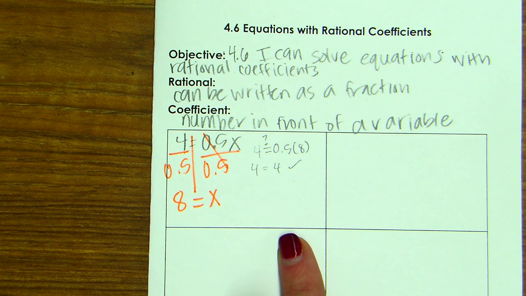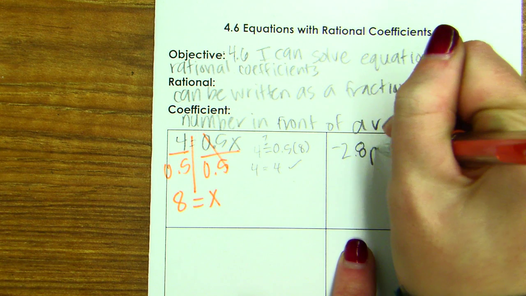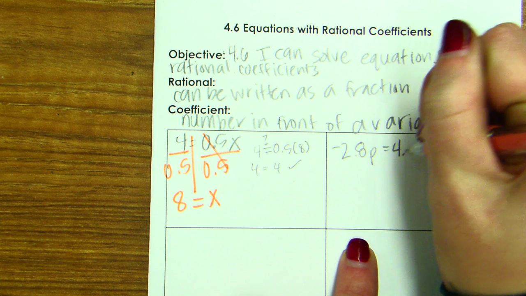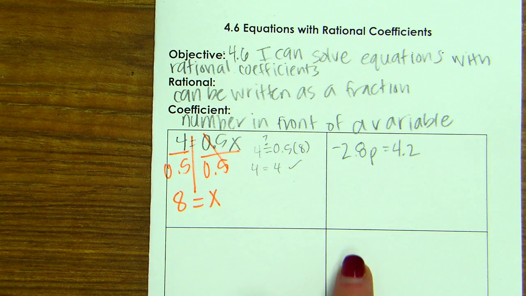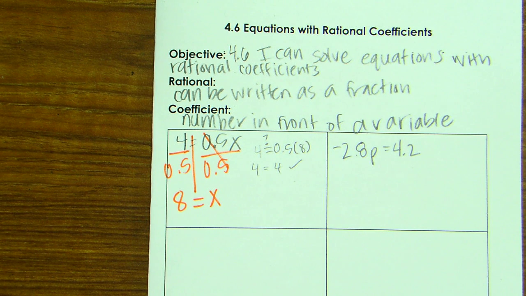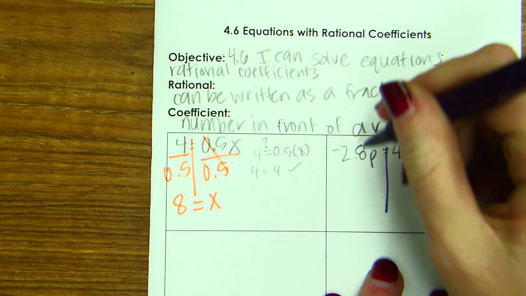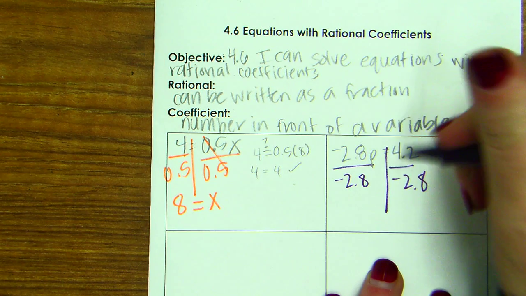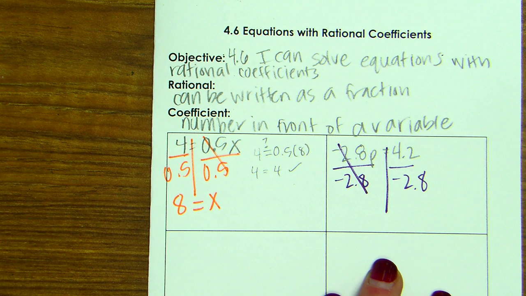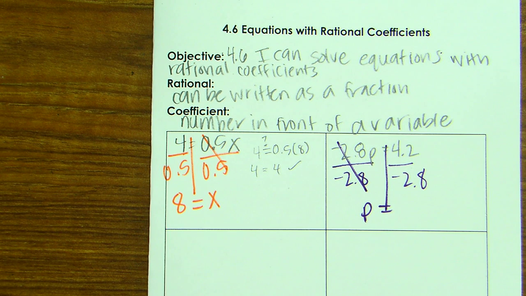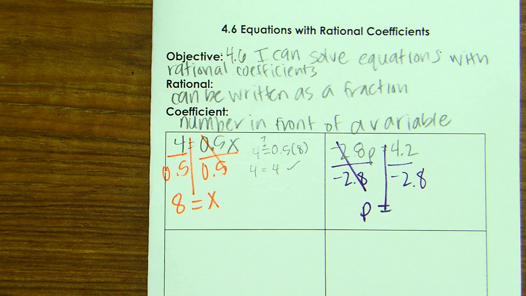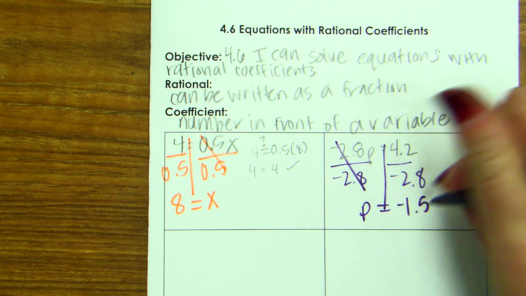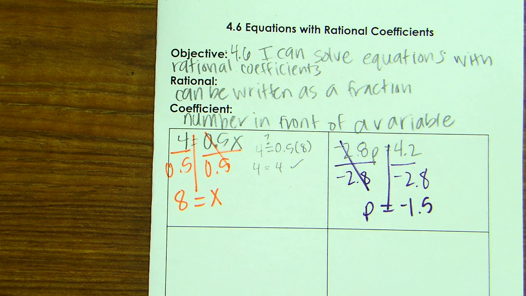For the next one, let's do negative 2.8 times p equals 4.2. I'll draw my line down the equal sign. And when I have a negative 2.8 next to a p, that means I'm multiplying. So the opposite of multiplying is going to be dividing. So I'm going to divide by negative 2.8 on each side. So negative 2.8 divided by negative 2.8 is 1. So I have 1p equals 4.2 divided by 2.8 is 1.5. So it's going to be negative 1.5. Since I have the p alone, I'm finished.